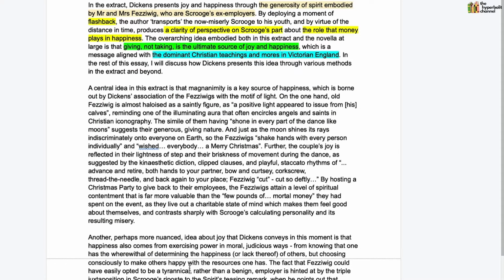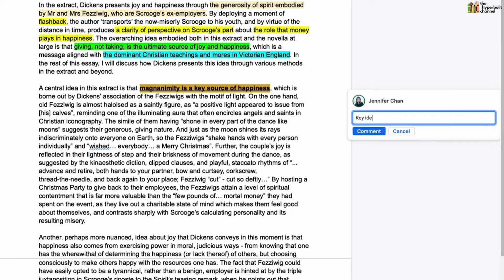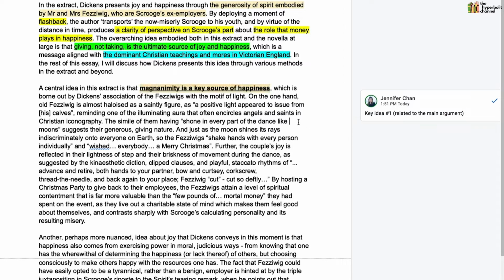A central idea in this extract is that magnanimity is a key source of happiness, which is borne out by Dickens' association of the Fezziwigs with the motif of light. So we see the student spells out for us the first key idea, key idea 1, that is related to the main argument that I've highlighted in green in the intro. So it's a sub-idea from this argument in the intro.